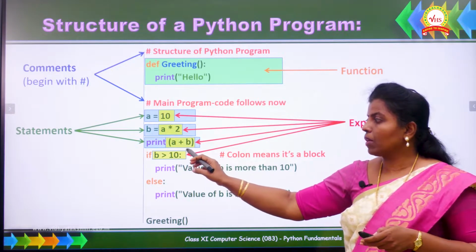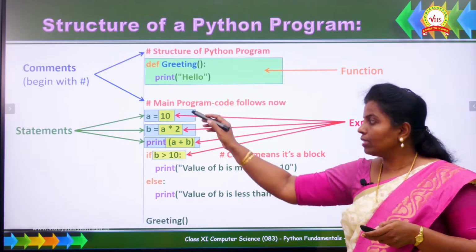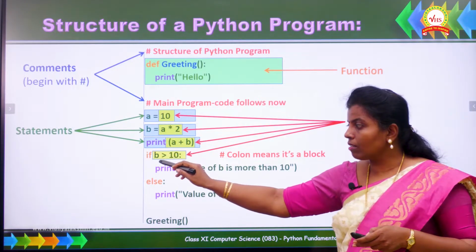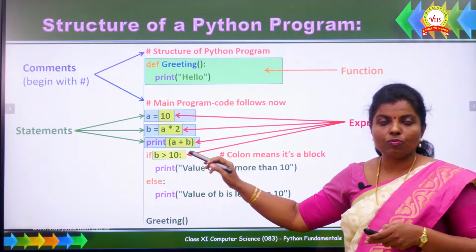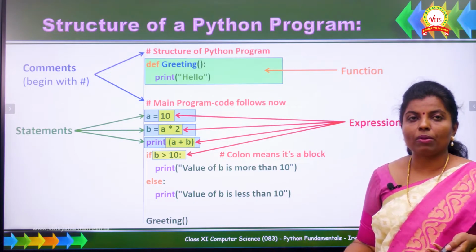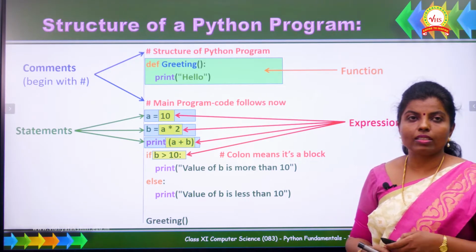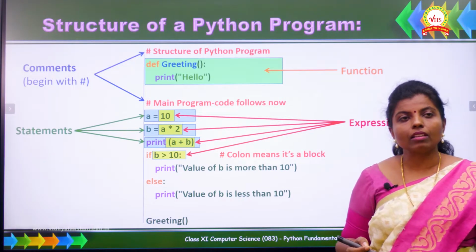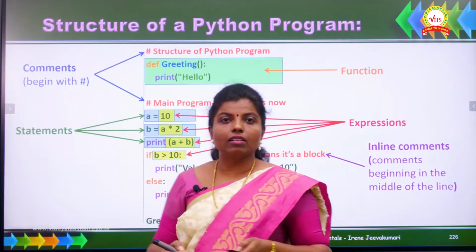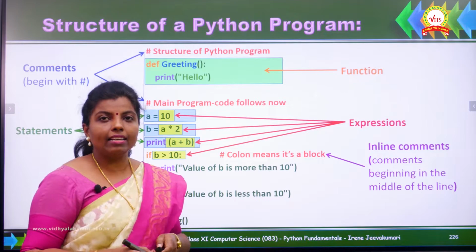So here also a plus b, these variables, they hold a value and they yield a value, right. So all these are referred as expression, even b greater than 10. If b holds a value greater than 10, this condition becomes true. So it gives us a value, right. So all these are referred as expression, the valid combination of values or the operators and the literals. The next one we are going to learn is the inline comments. Already we have just learned the comment that begins from the middle of a line is referred as an inline comment, right.